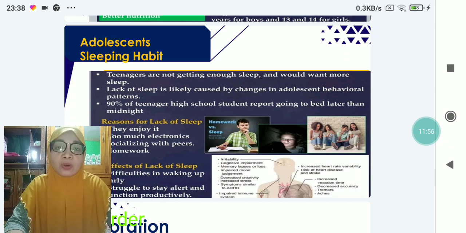Socializing with peers and homework. Effect of lack of sleep: difficulties in waking up early, struggle to stay alert and function productively.